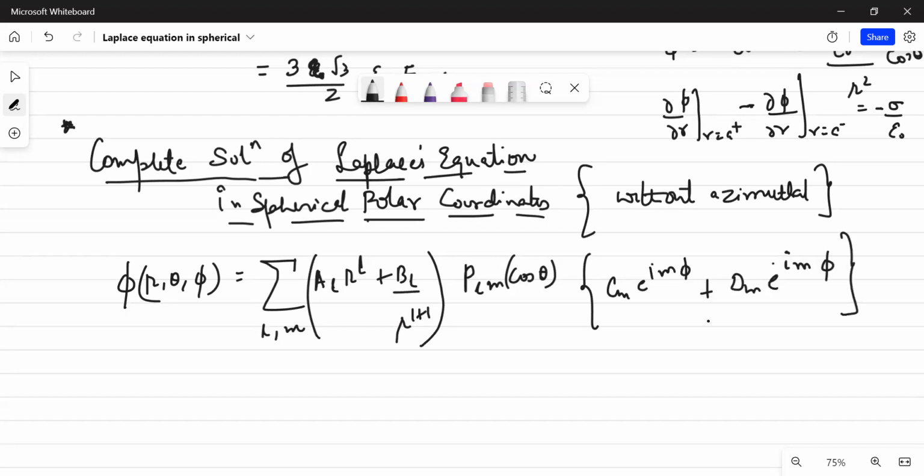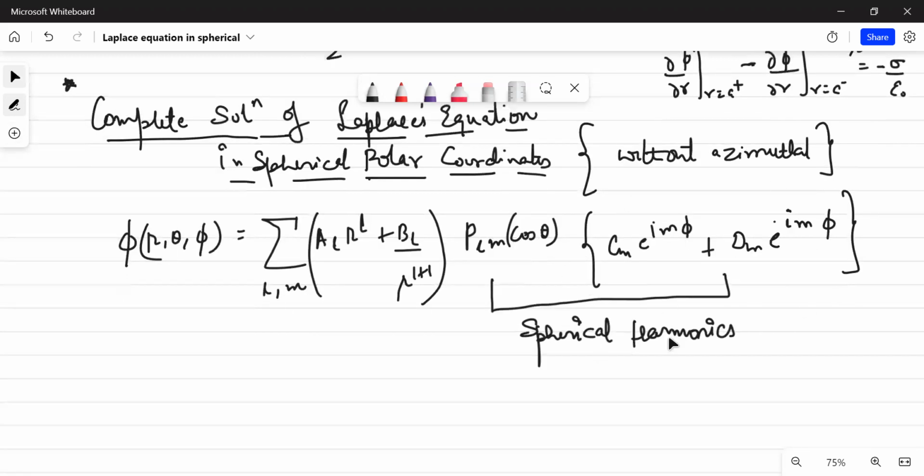Now, this will be too difficult for you. So what is done is this is compactified into a form which is called spherical harmonics. We write the entire product in something called spherical harmonics. And again, spherical harmonics are orthogonal to each other. The orthogonality relation I'm soon going to write.